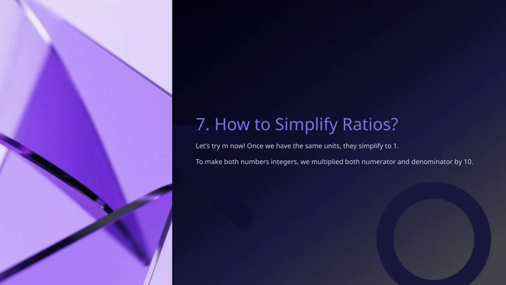Now, let's see how we can simplify ratios. When we have the same units, they often simplify nicely to 1. To make both numbers into integers, we multiply both the numerator and the denominator by 10. This way, we're able to keep the ratio equivalent but easier to work with, especially when comparing or simplifying further. Remember, the key idea is to make the numbers comparable by having the same units and converting them into whole numbers. This approach makes the process of simplifying ratios much more straightforward and connects to our overall goal of understanding ratios in a clear, manageable way.